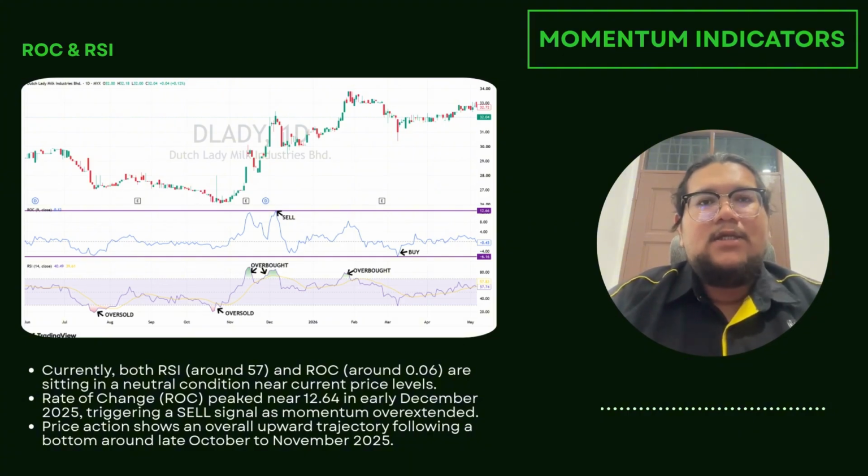Meanwhile, the relative strength index sits near 57 after cooling off from a prior overbought level above 70, confirming that the stock has reset momentum while maintaining structural support, positioning Dutch Lady well for its next directional move.